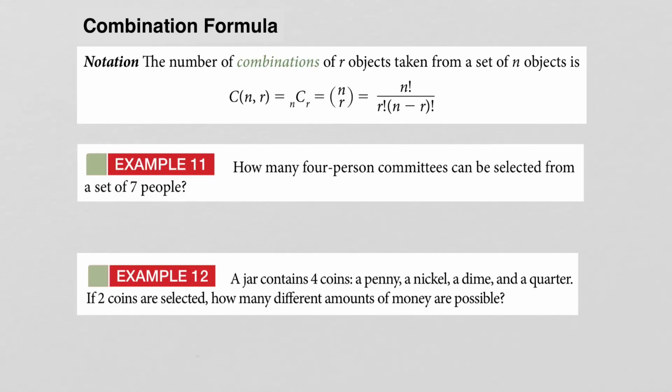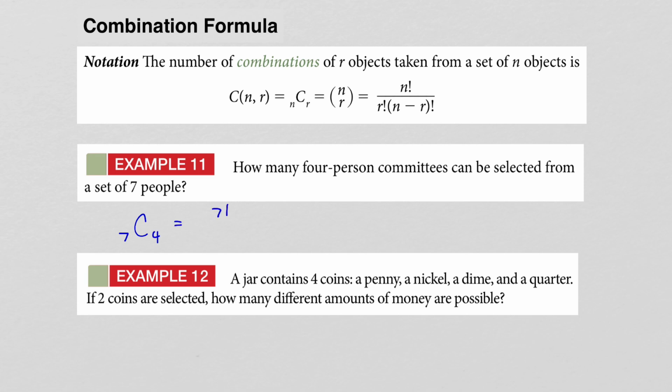So the combination formula where you take R objects from a set of N objects, the notation for that is C(N,R) or NCR, or there's this alternative notation here. You can use any one of these, but the formula is N factorial divided by R factorial times N minus R factorial. So as a quick example, how many 4-person committees can be selected from 7 people? So we have 7 things, in this case people, and we are choosing 4 of them.